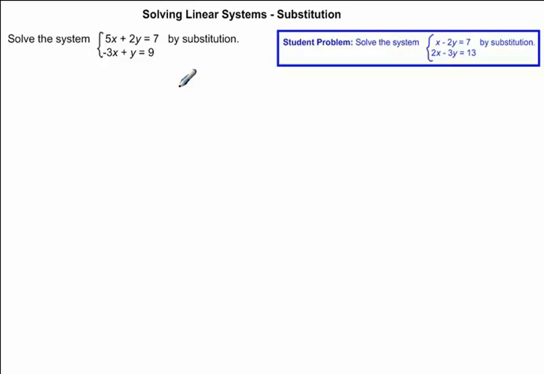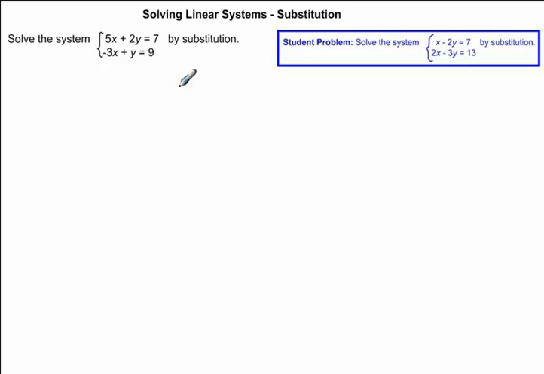This clip reviews how to solve linear systems by using substitution. The problem asks to solve the system 5x plus 2y equals 7 and negative 3x plus y equals 9 by substitution. The problem in the blue box is for you to complete as we go through the solution for the given problem.